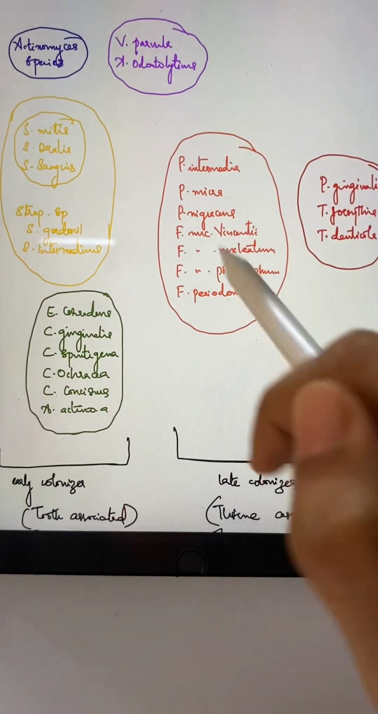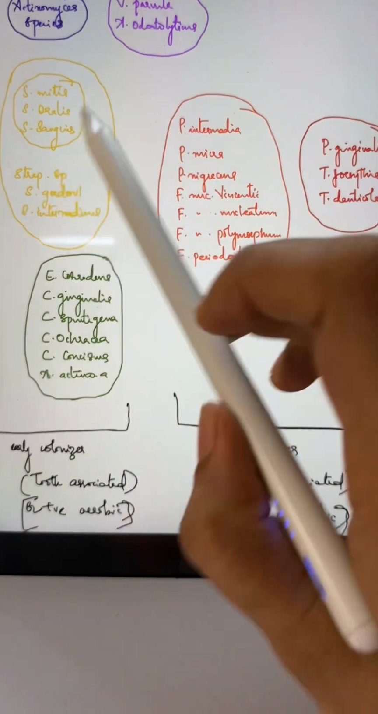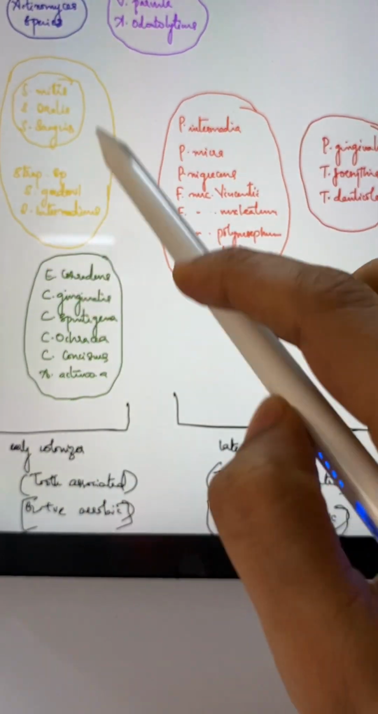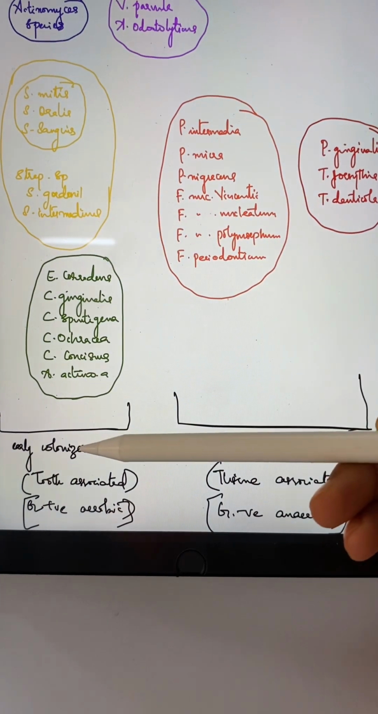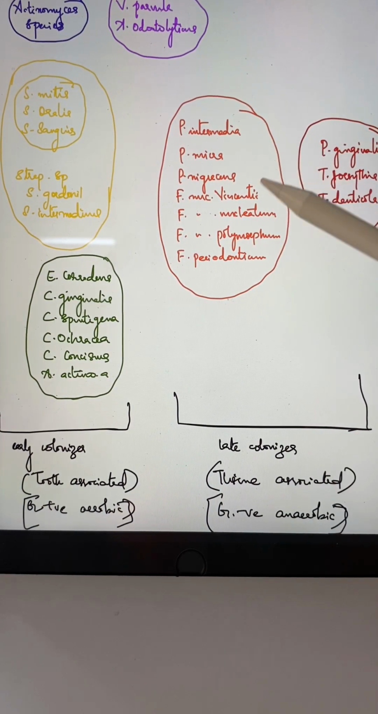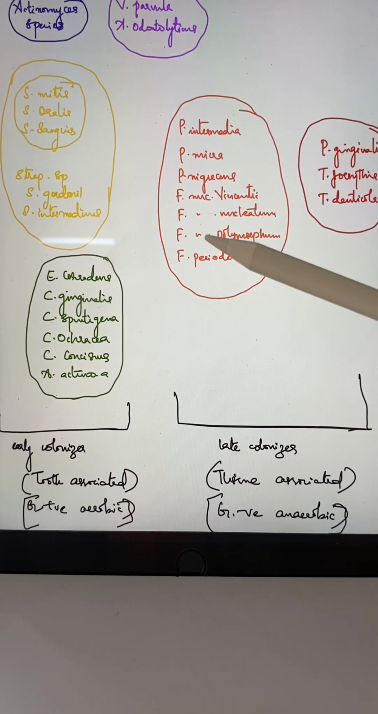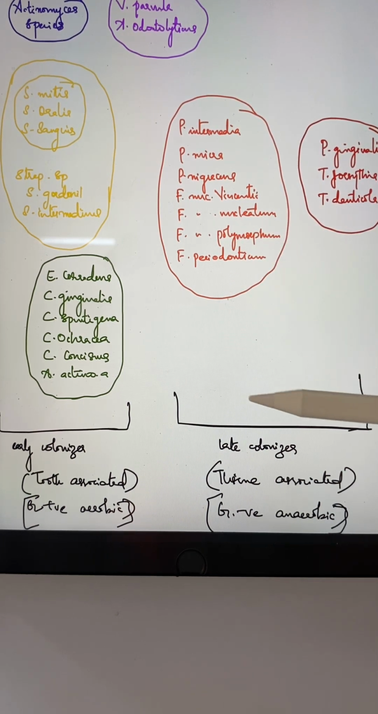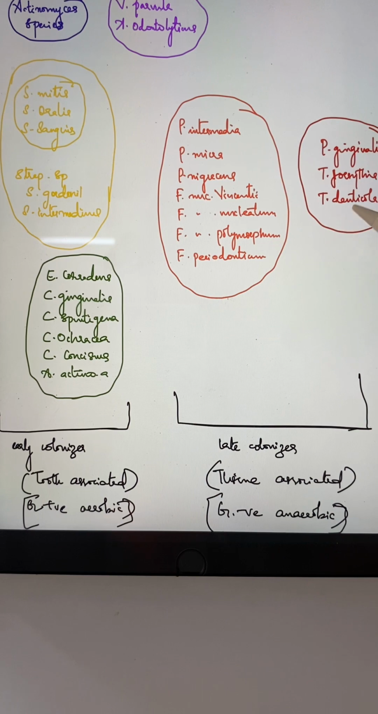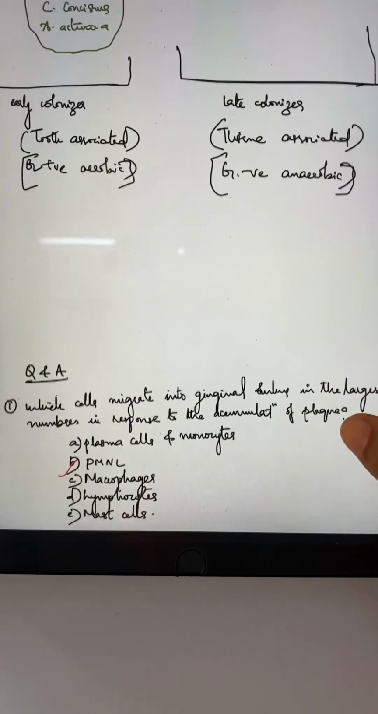So this is the subgingival microbial complex. We can see actinomyces species and streptococcus species. These all are the early colonizers, and the Prevotella intermedia and Fusobacterium group are the late colonizers. And this is the red complex because these cause bleeding of the gingiva: P. gingivalis, T. forsythia, and T. denticola. They cause bleeding on probing. So these are the late colonizers. They are tissue associated and gram negative bacteria.